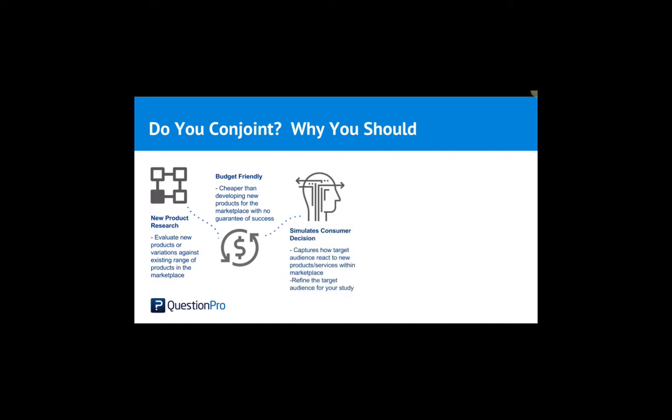The great thing about discrete choice conjoint analysis is that it simulates customer decision making. It captures how your target audience reacts to new products and services within the marketplace, and it also refines the target audience for your study. In order for a conjoint study to be successful, you do want to make sure that you have the right kind of target audience in mind, or work with a company such as Question Pro Audience to get you the right people that you want to show this conjoint study to.